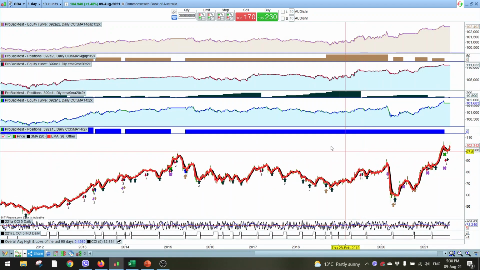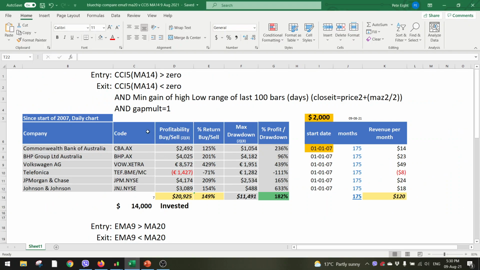Now, why am I doing this? Because you'll see from the profitability, and again, this is the CBA price profitability. You can see here this is the criteria where it enters and where it exits the trade. And this is saying multiple gap is 1. You can see here the profitability over all these charts of all these companies.